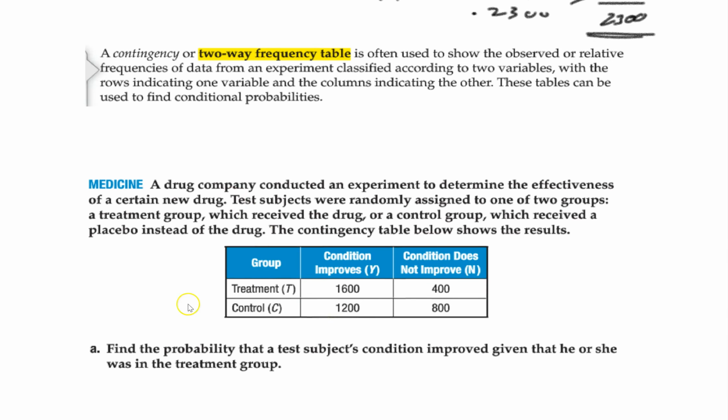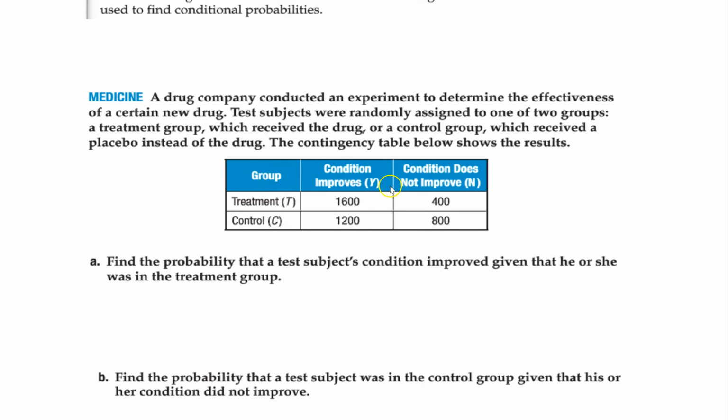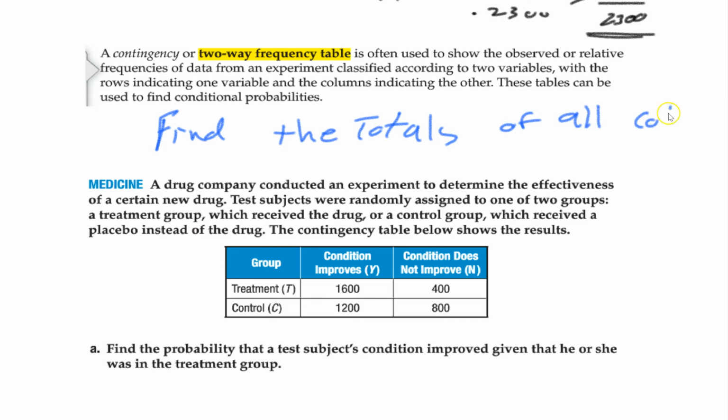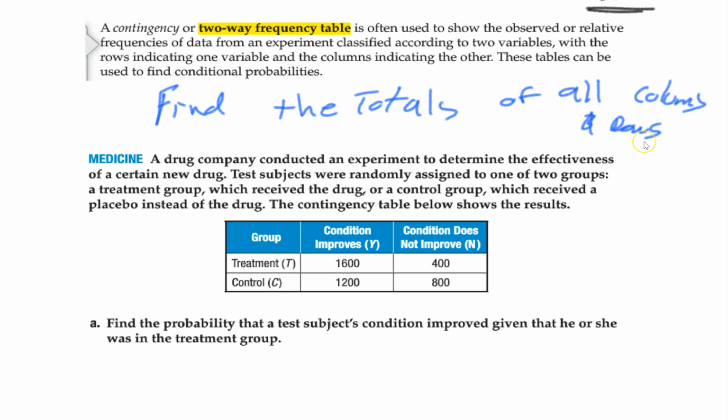Now, two-way frequency tables. You're going to like these. So a two-way frequency table is this. It's kind of all the same idea, but classified in a two-way frequency table, which is this right here. So here's an example where we have treatment, control, condition improves, condition does not improve. So we have two things, and we have what happens there. So there's one key to a two-way frequency table, and that is find the totals of all columns and rows. That's the key to a two-way frequency table. We've got to find the totals.